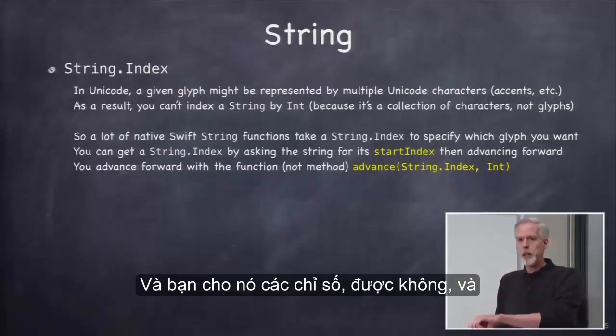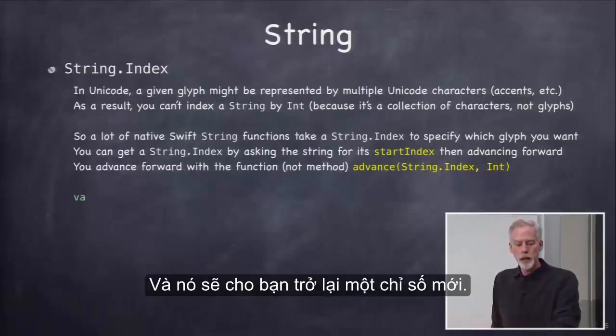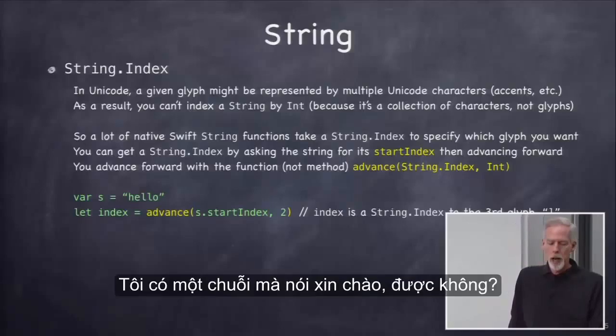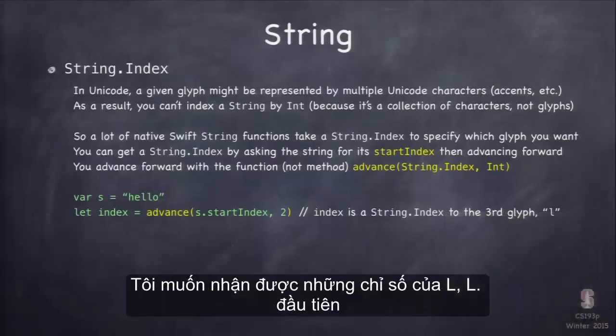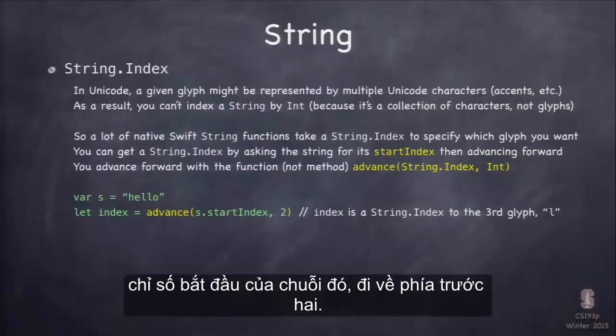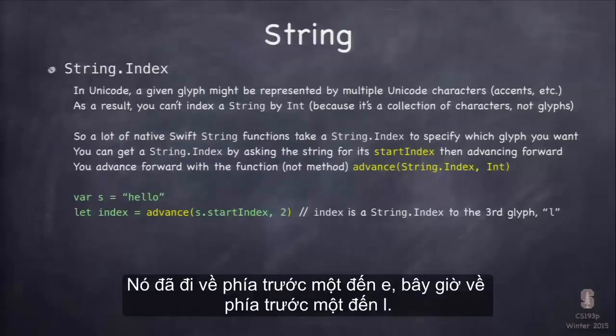And you give it the index, and you tell it how many times you want it to move forward, and it will give you back a new index. So here's an example. I have a string that says hello. I want to get the index of the first L. So I say let the index equal advance the start index of that string, go forward 2. Now it's pointing at the L. It went forward 1 to the E, now forward to the L.